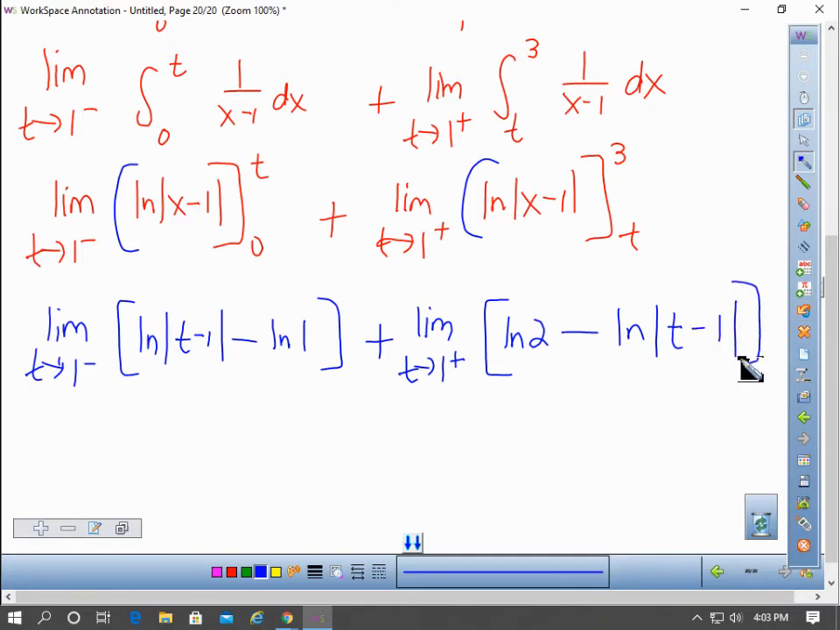All right, so there we go. Now we've got to think about what's going on here for each one of these. What is happening with each one of these answers? Well, we know that the natural log of 1 is 0, so that's gone. Over here, the natural log of 2 is just a number. Over here, we got 0, that's gone. So now I've got to think about what's happening to this function right here as we approach 1 from the left-hand side.